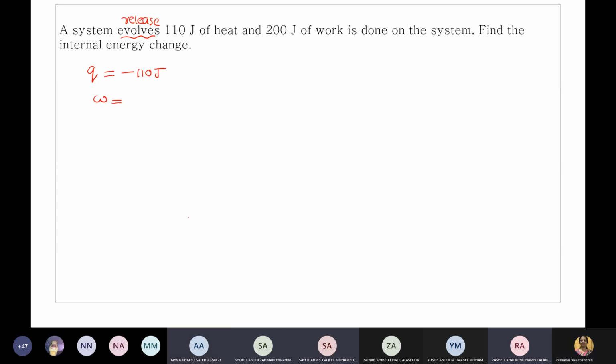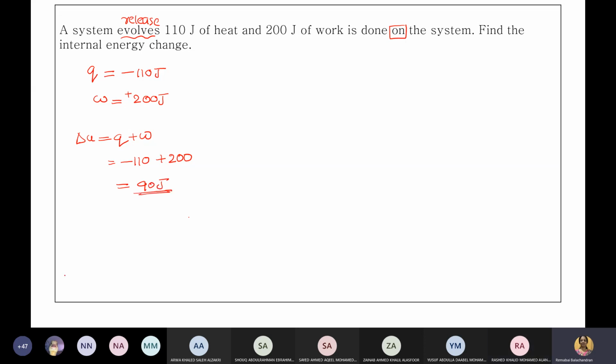Work is done on the system, positive 200 joule. Now the formula: delta U is equal to Q plus W. So that is minus 110 plus 200. So what's the value? It is 90 joule, right?